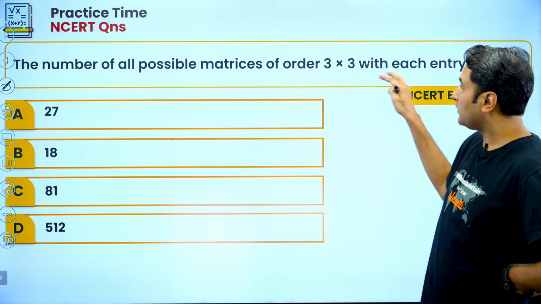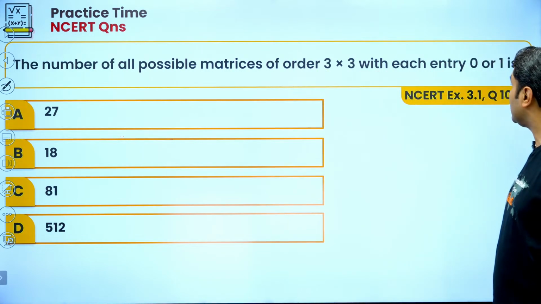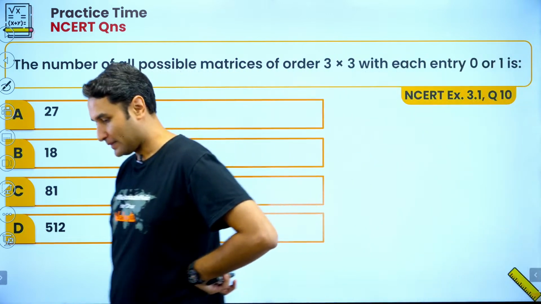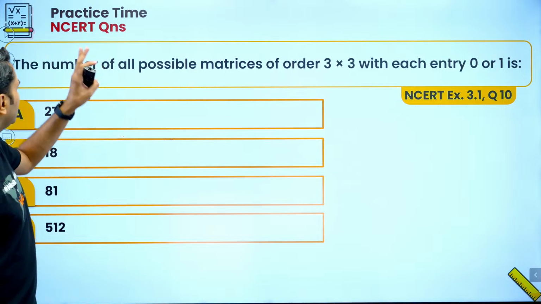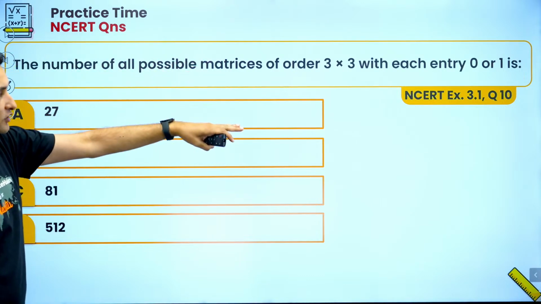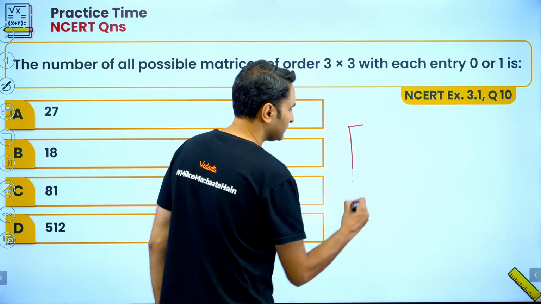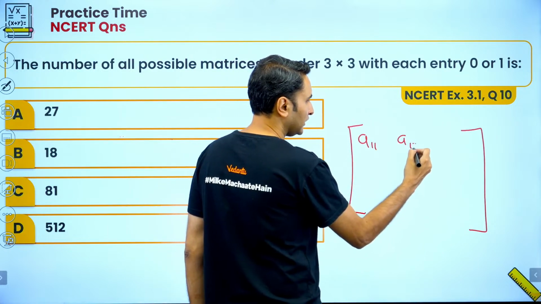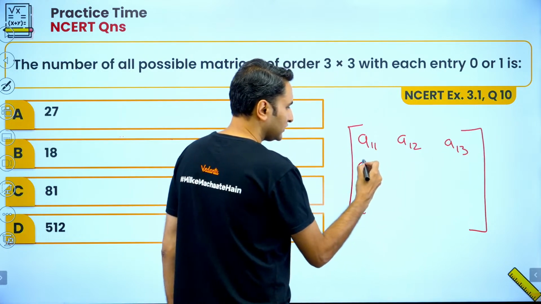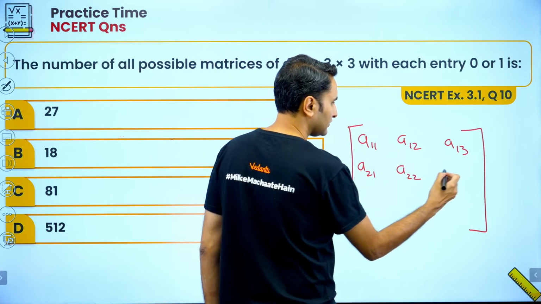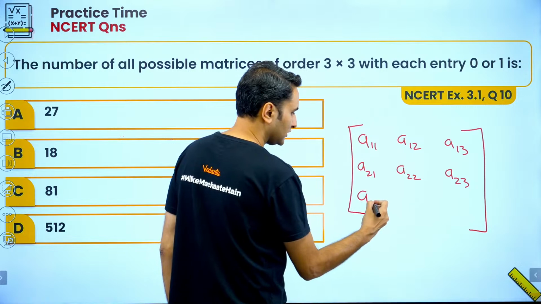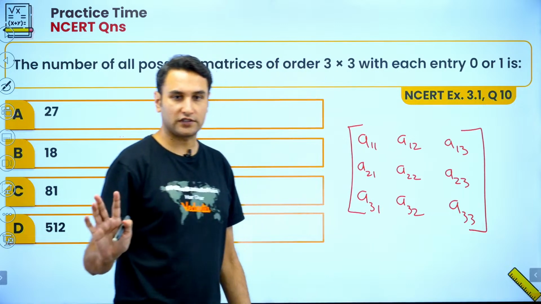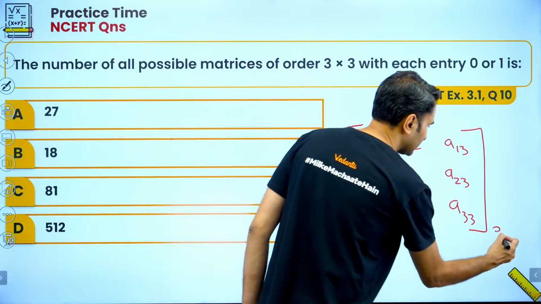So the number of all possible matrices of order 3 into 3 with each entry 0 or 1. Can somebody tell me the answer? Understand, the number of all possible matrices of order 3 into 3. So the order is 3 into 3. Say A11, A12, A13, second row, first column, third row, first column, third, second, third, third. Just for your visualization. So this is a 3 by 3 matrix.